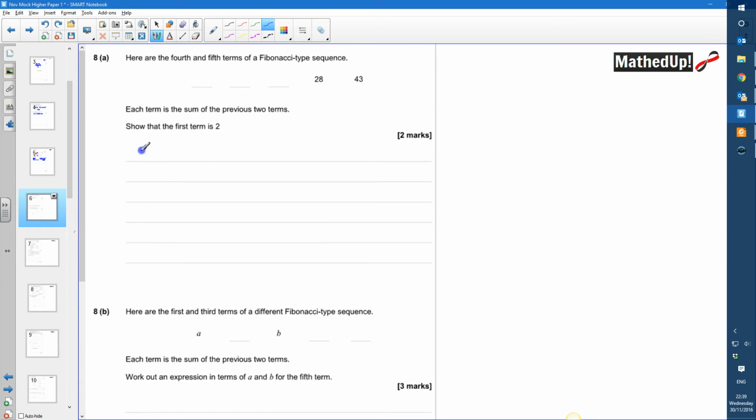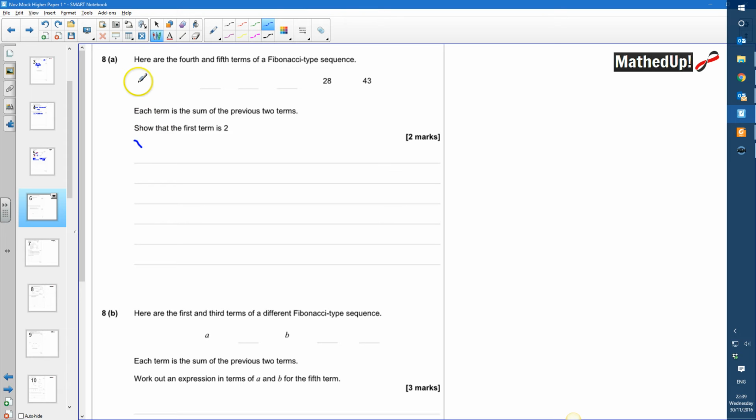43 take away 28, and that gives us 15. So that one there is going to be 15. We're then going to do 28 take away 15, and that is going to give us that term there, which is 13. And then we've got 15 take away 13, which gives us 2. And that's going to give us that term there.